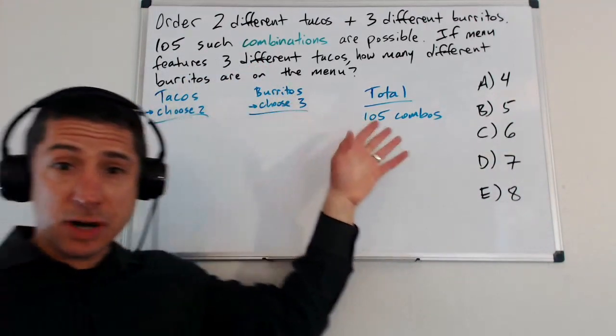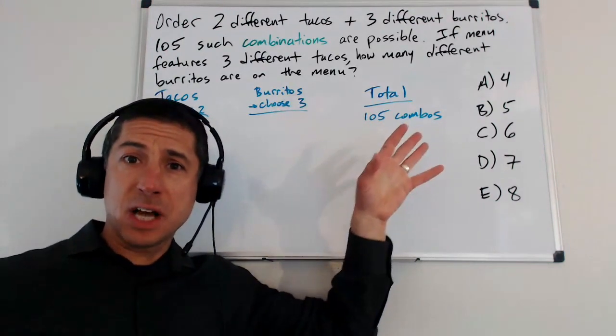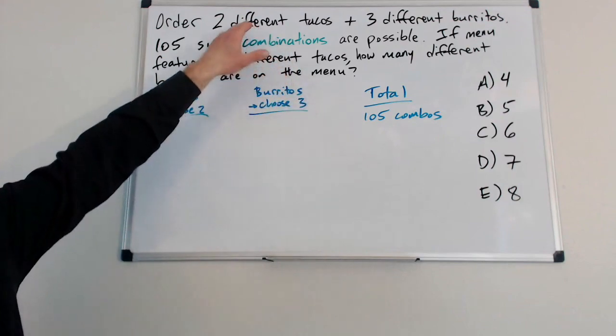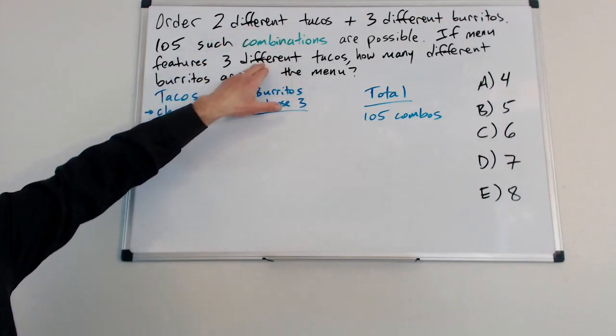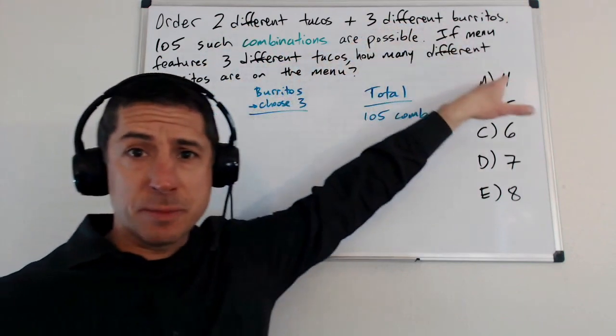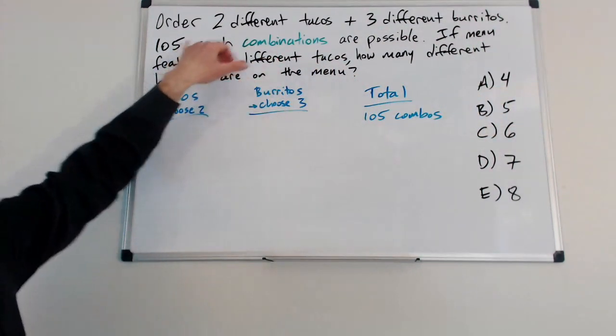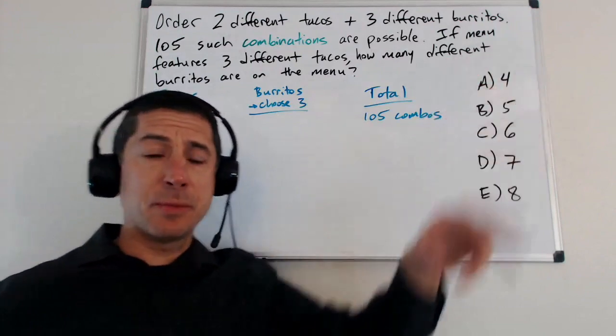So we've got some restaurant menu. The menu has three different tacos. We don't know how many burritos. That's what we're going after. We know that if we're going to pick two different tacos from those three, we're going to pick three different burritos from who knows how many on the menu. And we're going to get a total of 105 different combinations of two tacos, three burritos.